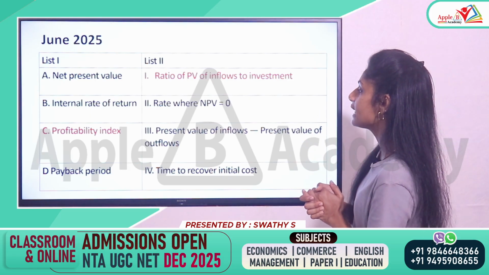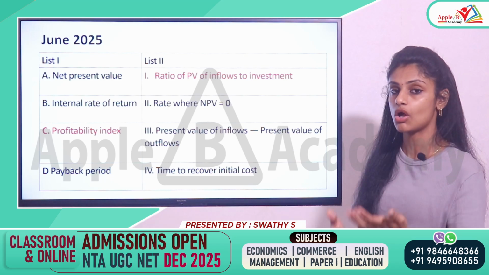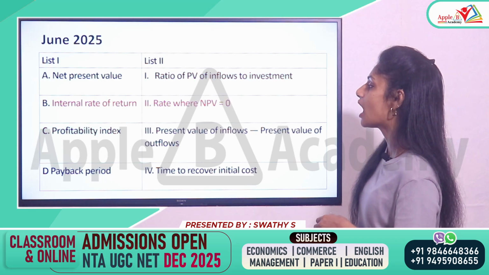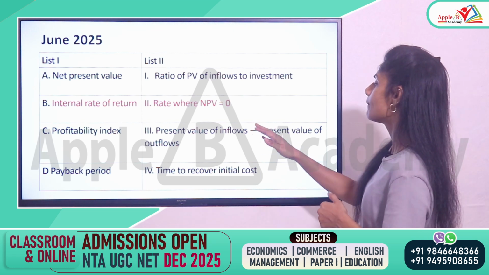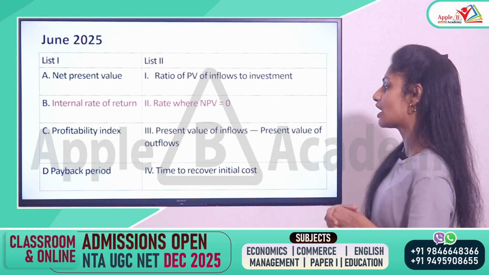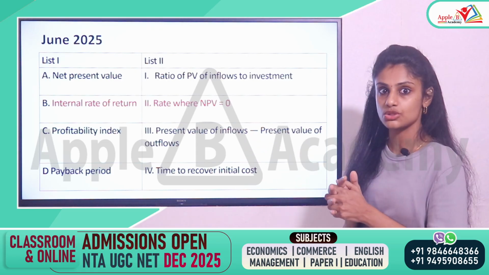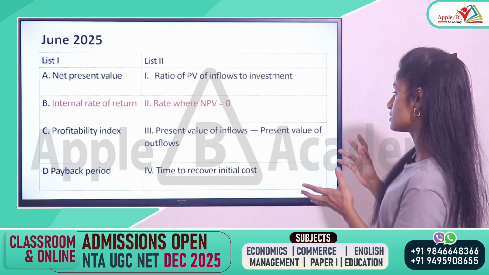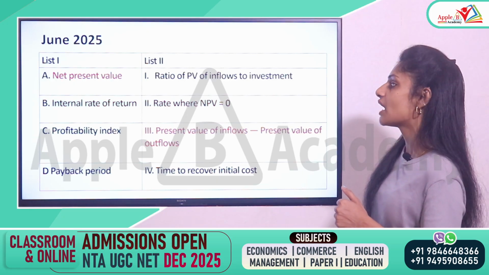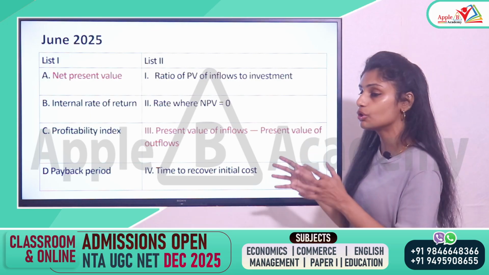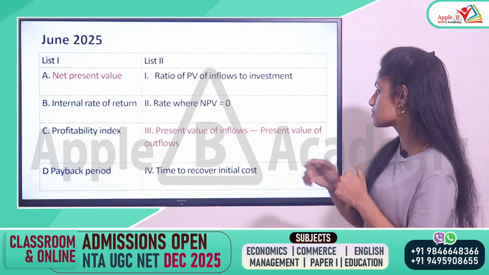Anyway, the next one, rate where net present value is 0. Where that net present value will be 0, as we already discussed, it's a case of IRR. Moving to the third one, present value of inflow minus present value of outflow. Here we are taking the difference, inflows minus outflows. We are taking that in case of net present value. So inflow minus outflow.